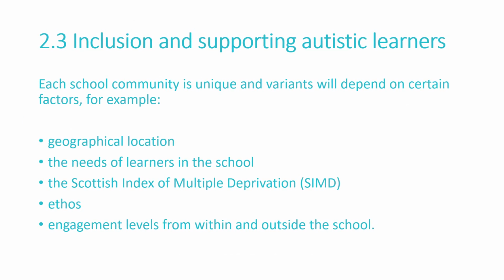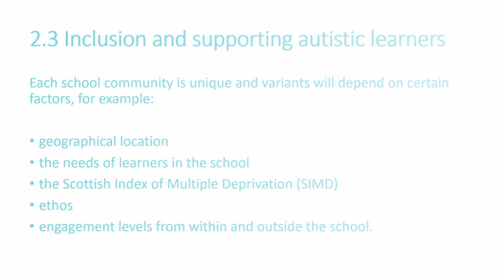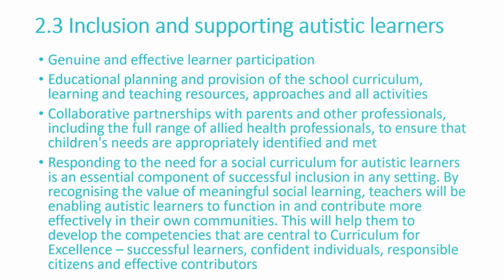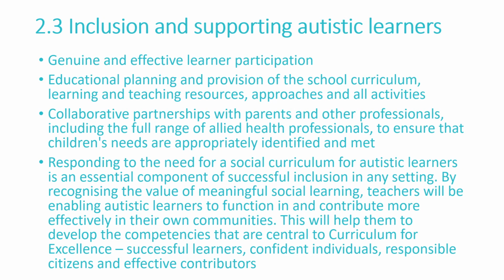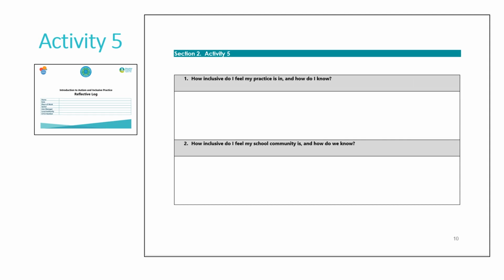Two more slides cover the information provided within section 2.3, Inclusion and Supporting Autistic Learners. The information within section 2.3 leads to the discussion activity, which is Activity 5. Activity 5 can be found on the reflective log on page 10 and should also be used as a focus for group discussion within the session.